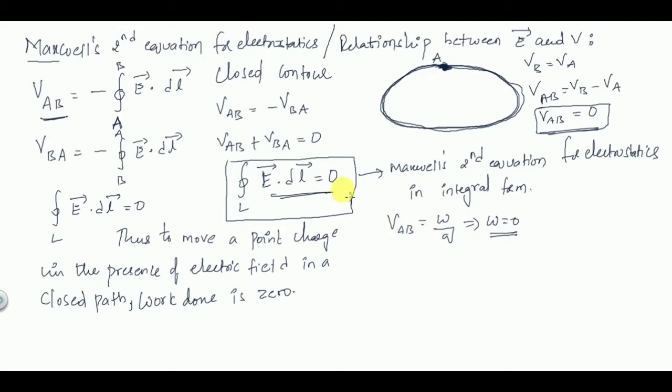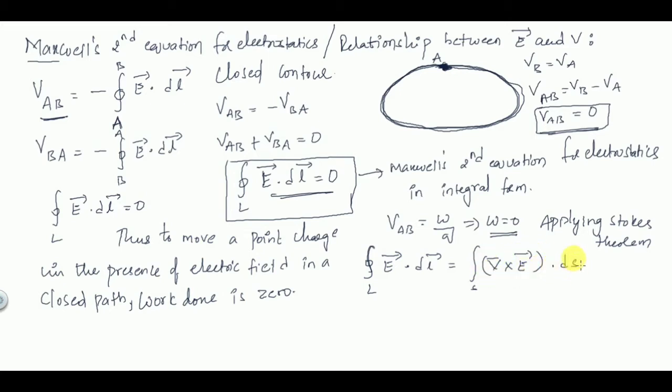Okay, so this is Maxwell's second equation. If you apply Stokes theorem, which converts a closed line integral into a surface integral, E bar dot dl bar is equal to integral S del cross E dot ds bar. Since E bar dot dl bar is equal to 0, this is also equal to 0.